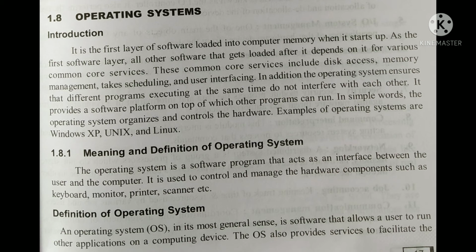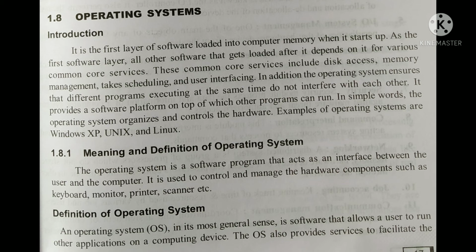In addition, the operating system ensures that the different programs executing at the same time do not interfere with each other. It provides a software platform on top of which other programs can run. In simple words, the operating system organizes and controls the hardware. Examples of operating systems are Windows XP, Unix, and Linux.